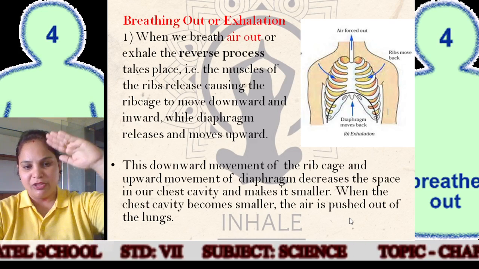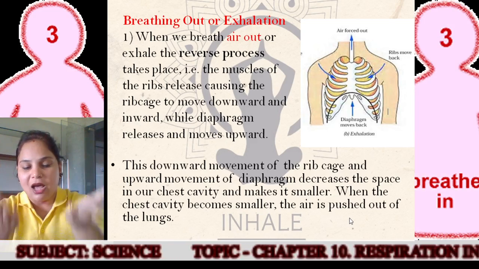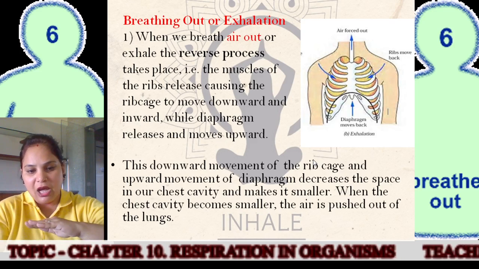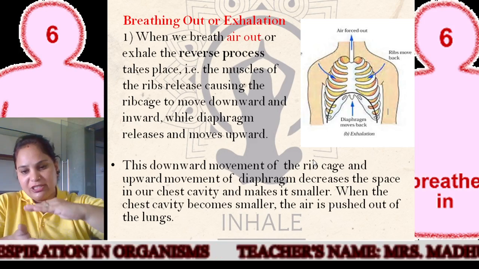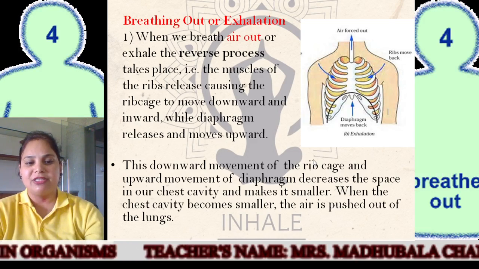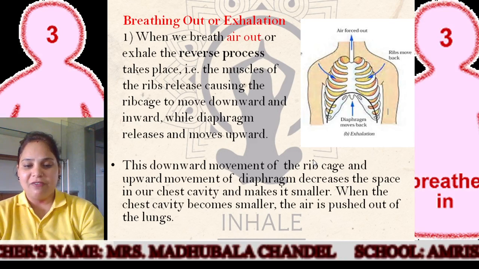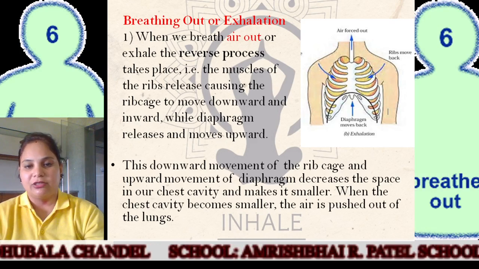Compression will occur. So with this compression, whatever carbon dioxide is there is expelled out. So this downward movement of the rib cage and the upward movement of the diaphragm decreases. As the contraction is taking place, it decreases the surface in our chest cavity and makes it smaller. So when the chest cavity becomes smaller, the air is pushed out of the lungs.